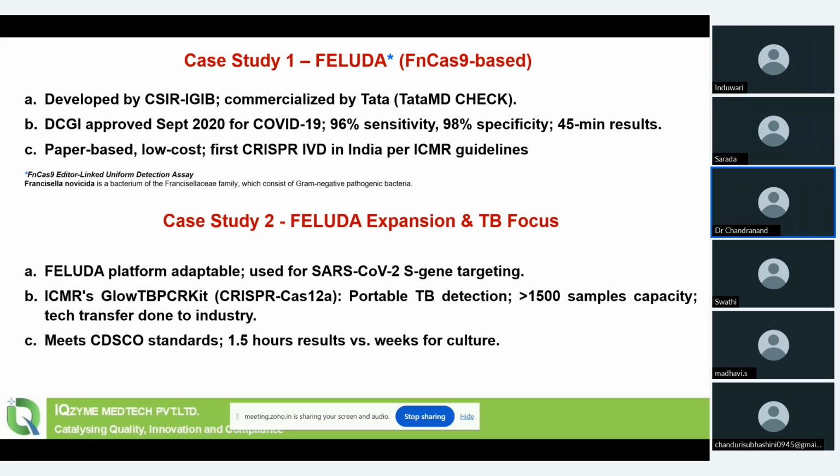Then case 2, as I mentioned earlier, was a kit called the GlowTB PCR kit. It was designed using CRISPR-Cas12a, and it was a portable point-of-care testing device for TB, and the results were out within 1.5 hours.